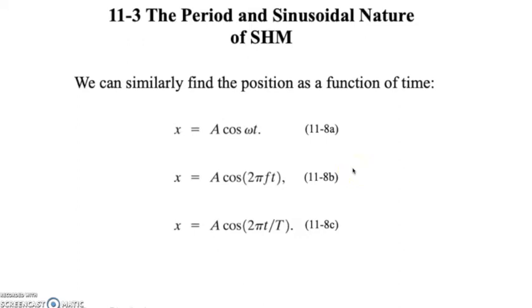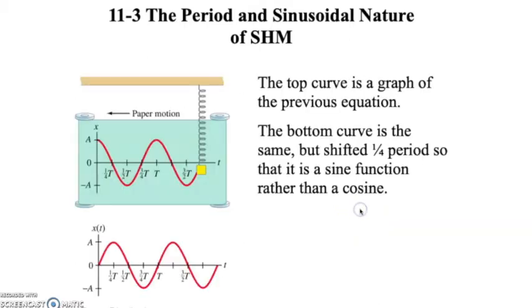And then we can find position as a function of time using some things that we've done previously. So x would be A cosine of angular velocity times time, A cosine of 2 pi frequency times time, or the way we can look at it, A cosine of 2 pi t over the period, okay? But any of those would suffice when we talk about position as a function of time.